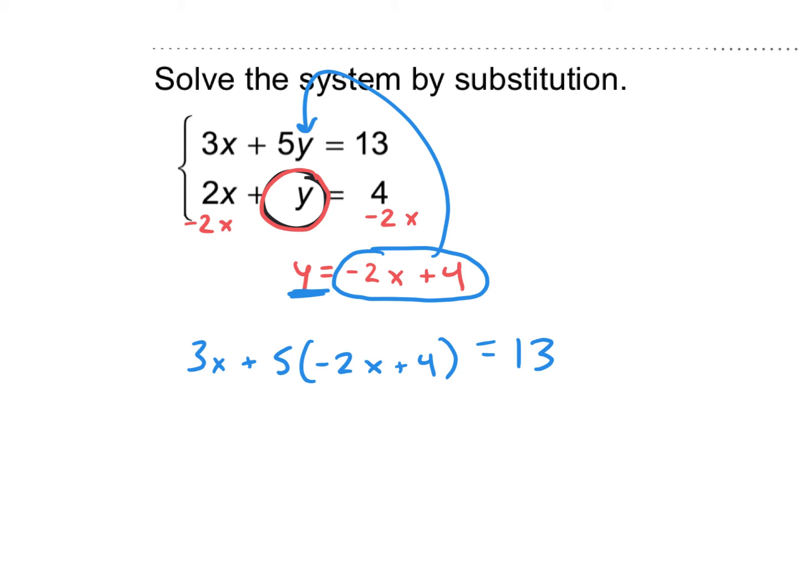What do you think I have to do first to solve for x? Paula? Awesome. I want to distribute this 5. So everything else stays the same. I have 3x. What operation am I doing when I distribute? Multiplication. So what's 5 times negative 2x? Negative 10x. And what's 5 times 4? 20.